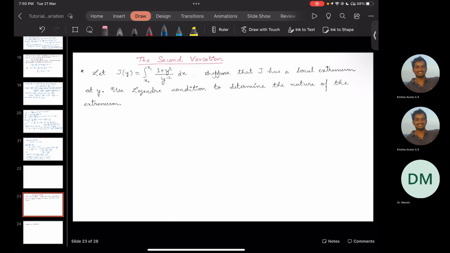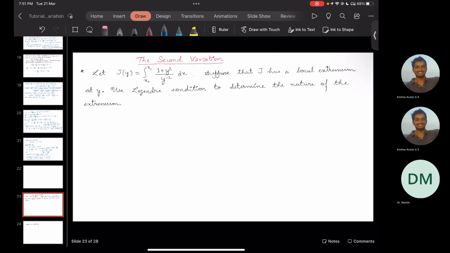Let's solve one more question in the topic of second variation. Here we have J(y), the functional is given, and then suppose that J has a local mixed extremum at y. Use the Legendre condition to determine the nature of the extremum.